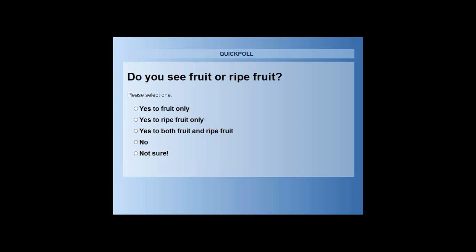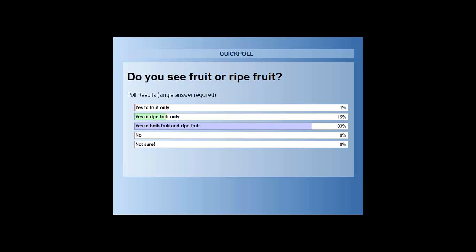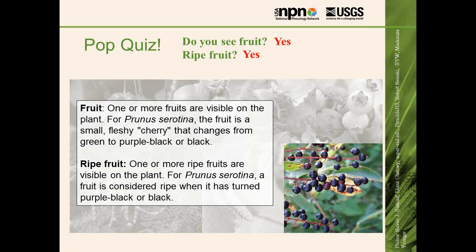Okay, it looks like most people have voted, so we can take a look at the results. It looks like most people said yes to both, but there were quite a few that said yes to ripe fruit only. So we would say yes to both. Again, the fruit phenophase is that overlapping phenophase. So even when you report a ripe fruit, you want to also report a fruit as well. Anytime you would have a ripe fruit, you would also report a yes for fruit.